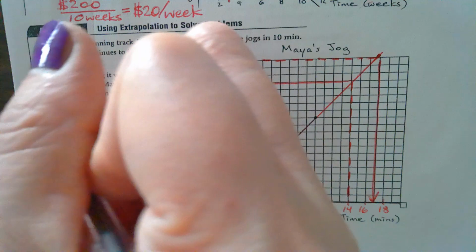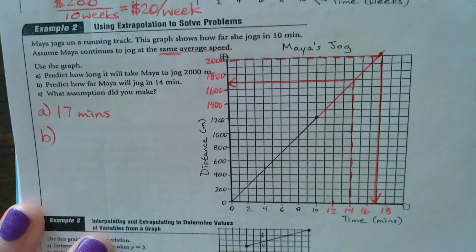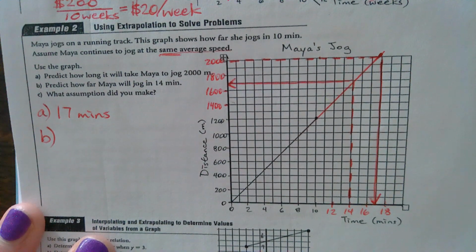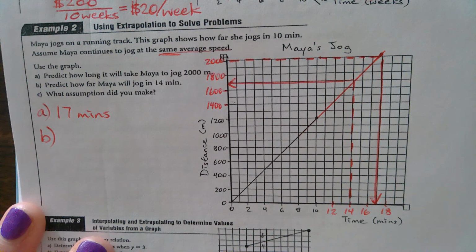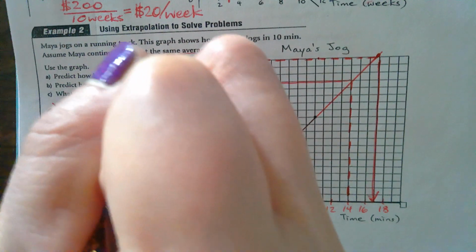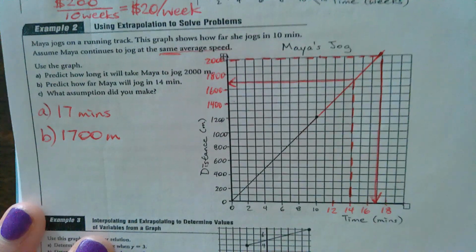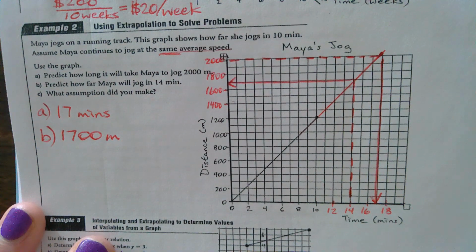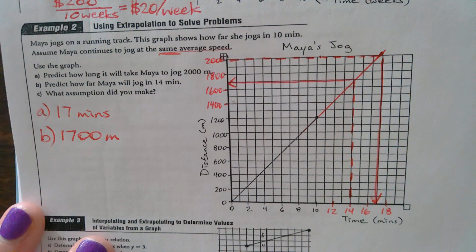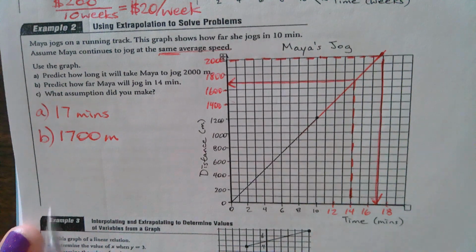Okay. And what's my answer for B? For head. Say that again. 1,700 meters. Perfect, 1,700 meters. And good, you gave me the unit as well. Okay. And what assumption do we make here?